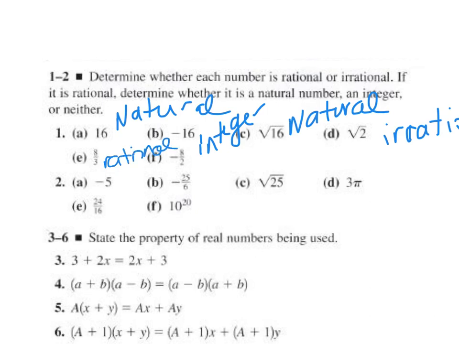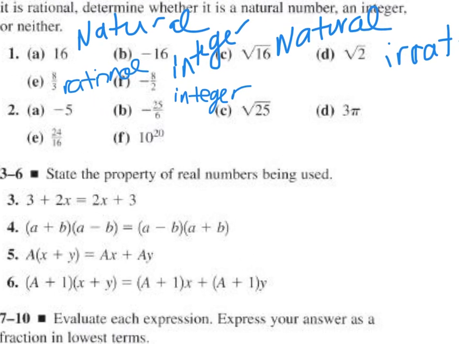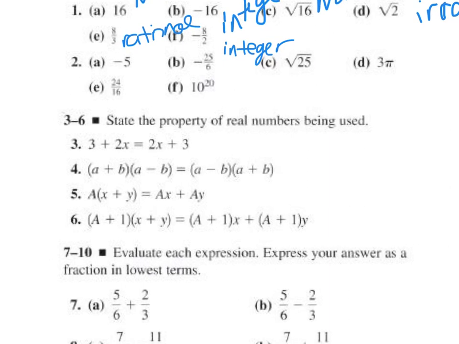Okay, you guys see it's a fraction, so immediately you think rational. But look at the fraction. It's negative 8 over 4. 8 over 2. What is that? It's an integer because that's really negative 4. Good. Make sense? Okay, we could do all of these together in about 2.3 seconds.